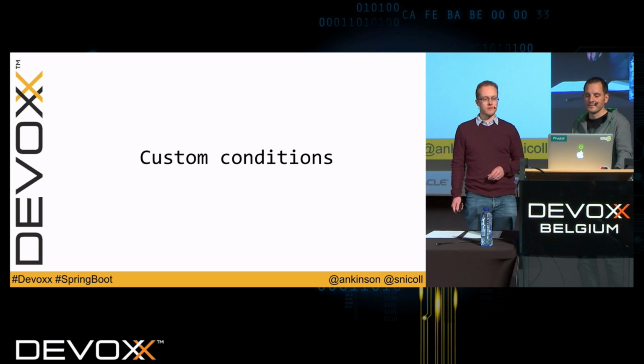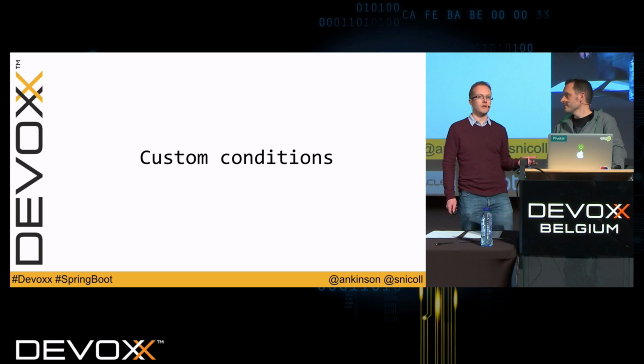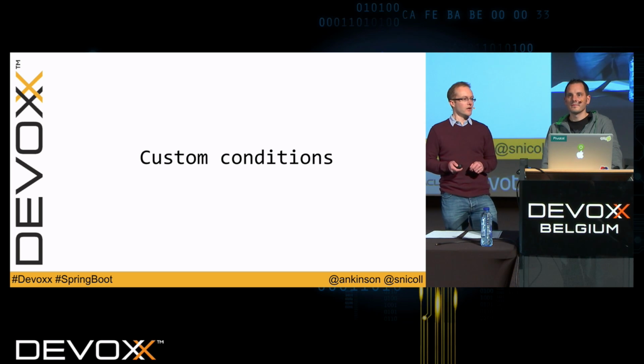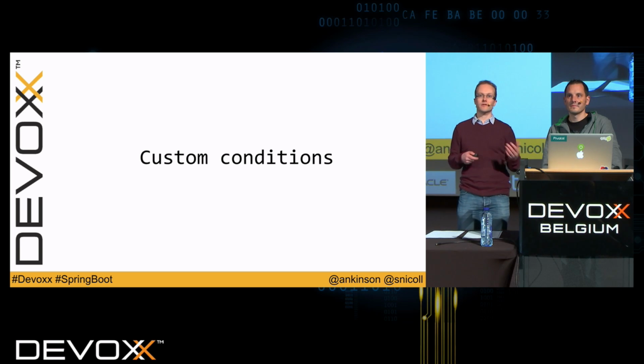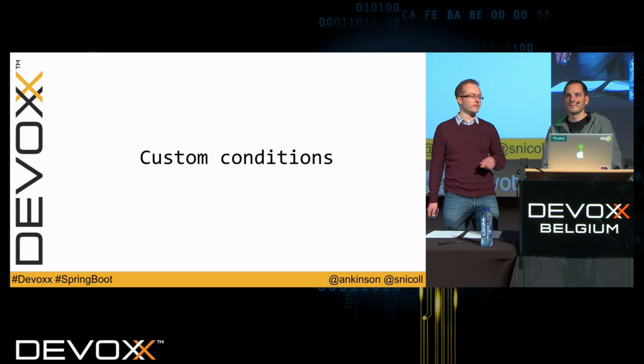All right, so that was how to write a custom condition to make your auto configuration as user-friendly as you can. You can write nice error messages and things to help guide your users when things aren't quite configured properly.